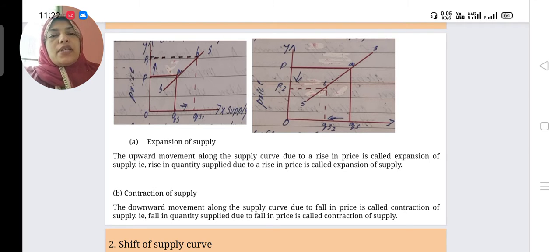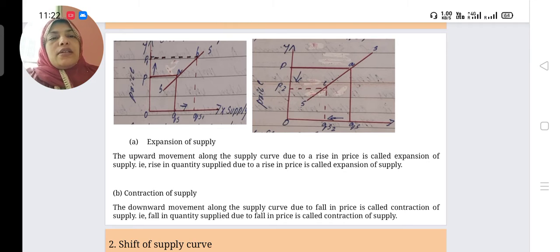When price increases, supply increases, that is expansion. When price decreases, quantity supplied decreases. That case is contraction. It is downward movement. Expansion is upward movement. Look into the second diagram.